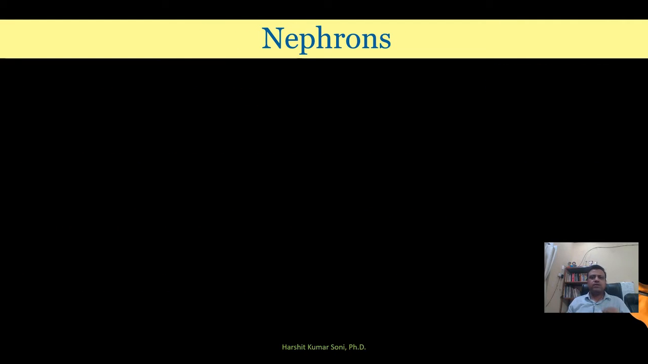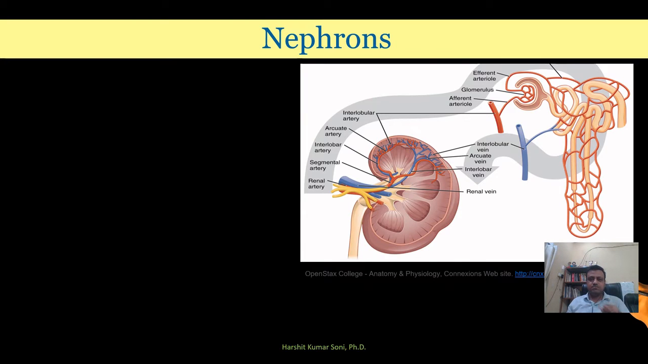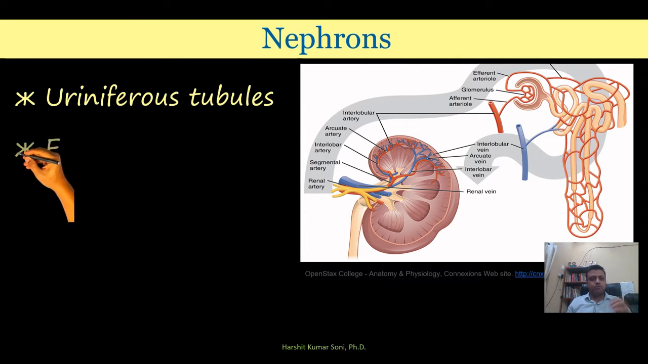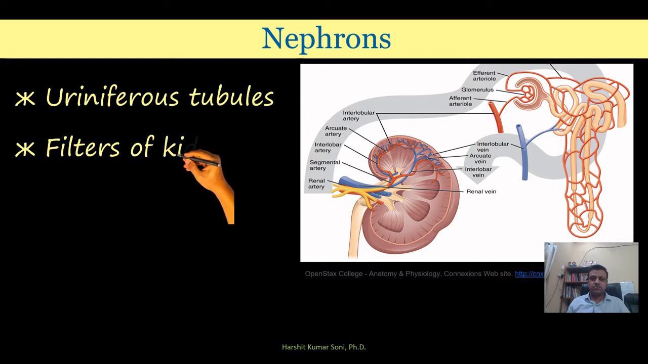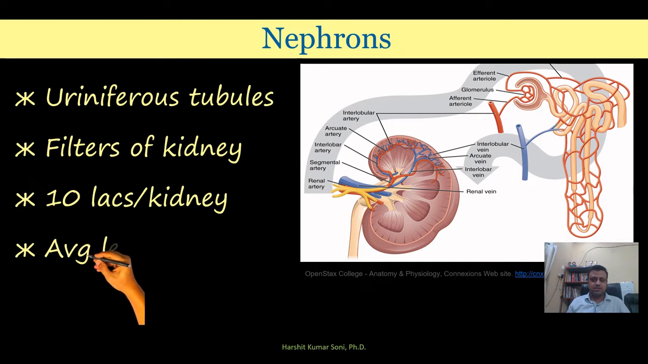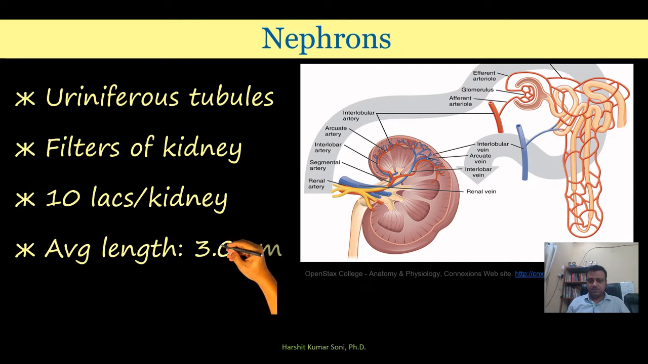As you are already aware of the structure of the urinary system and the structure of the kidney, these nephrons are present in the kidney. They are also called the uriniferous tubules. They are actually the functional unit of the kidney and are popularly known as the filters of the kidney. There are around 10 lakh nephrons in a kidney. They are long structures and their average length is around 3 centimeters.